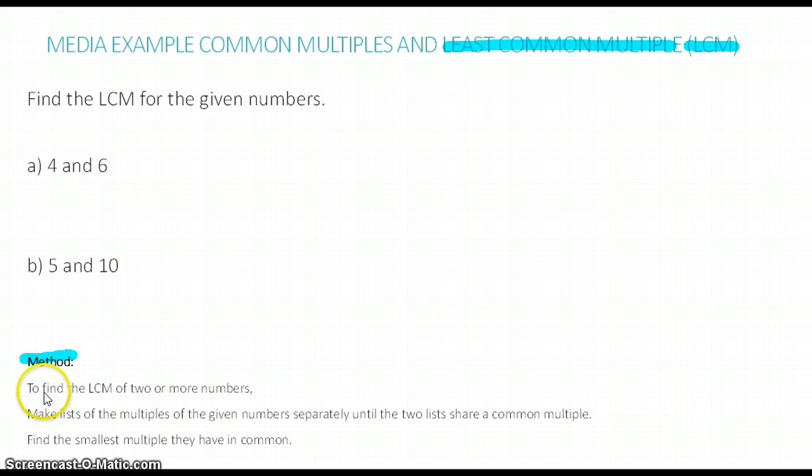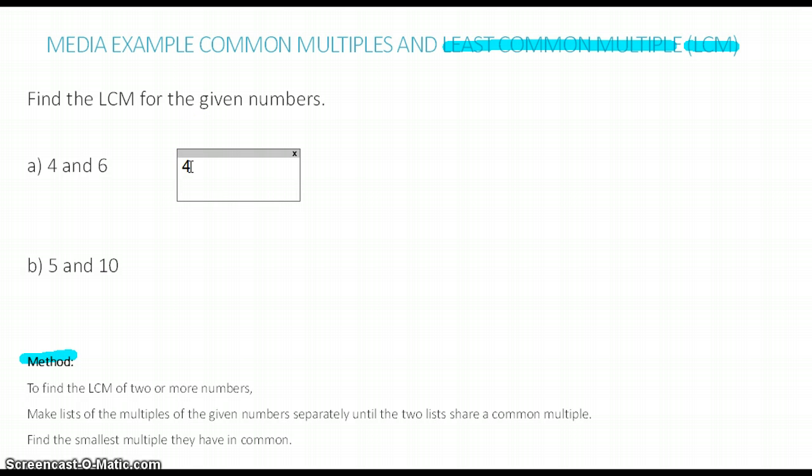problem. So to find the LCM of 2 or more numbers, we're going to make lists of the multiples of the given numbers separately until the 2 lists share a common multiple. So this could be a part where you don't really know how far out you have to go, how many multiples you have to find till you get a common multiple. We'll learn a little bit more about that later, but you're just going to make your list long enough until they each have a common multiple, and then find the smallest multiple they have in common. So let's start with 4 and 6.